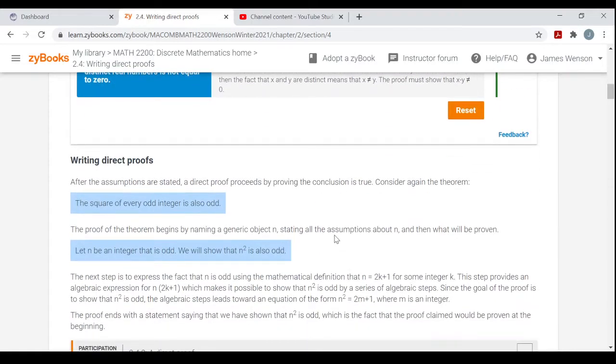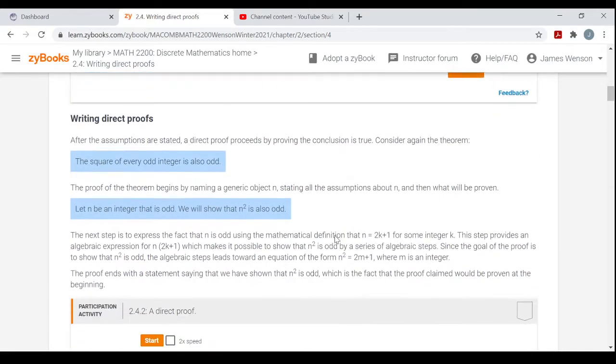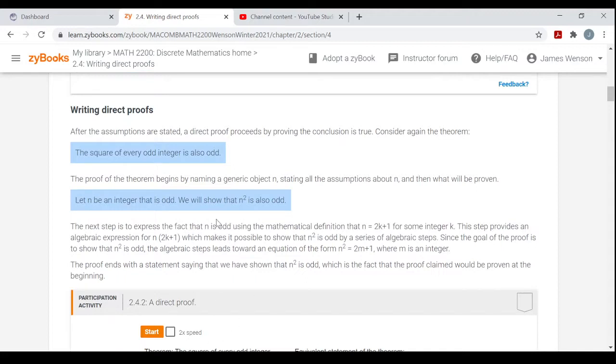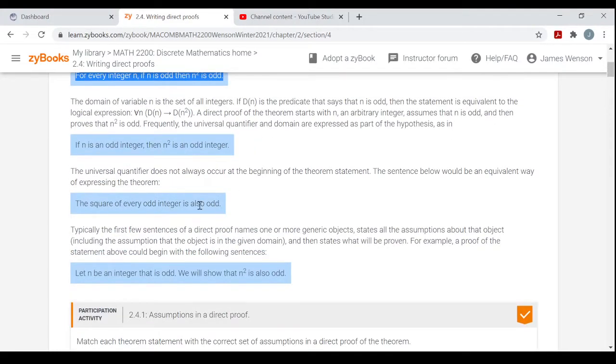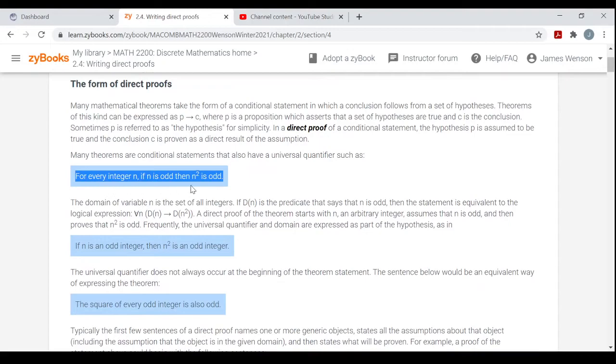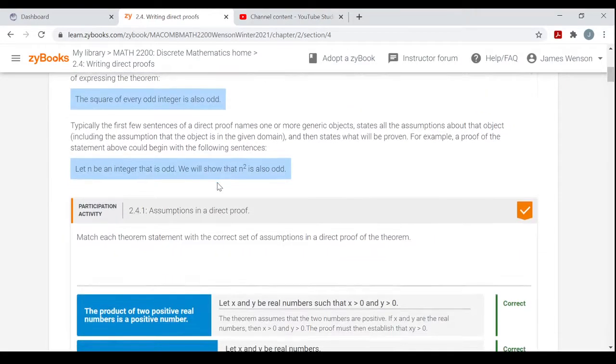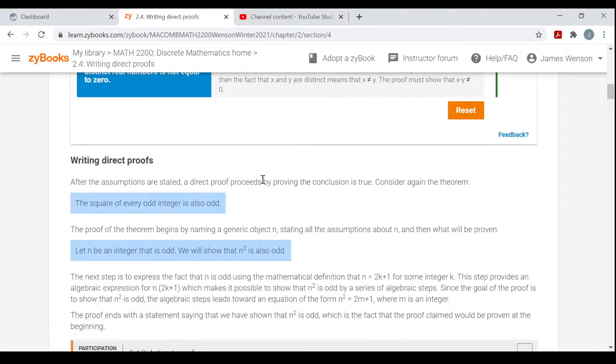All right, so writing direct proofs, the actual title of the section. Now I'll actually go to a piece of paper and show you how I would write the proof to this statement. All right, so we're given a theorem. The square of every odd integer is also odd. This is the statement from earlier. So you could rewrite it as an if-then statement. I'm going to do that on a piece of paper and show you how I would go about proving it.